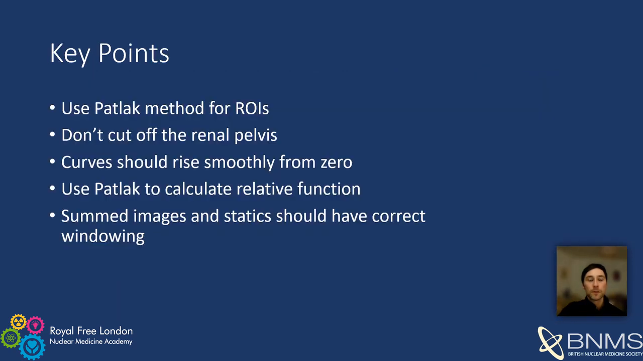Here are some of the key points. Use the Patlak method for regions of interest. Vascular regions should be over the spleen and tissue background below the kidneys. Be sure not to exclude the renal pelvis. If background subtraction is optimal, the curves should rise smoothly from zero. Patlak plot is the best for calculating relative function. Finally, summed images and statics should be scaled to the same maximum.